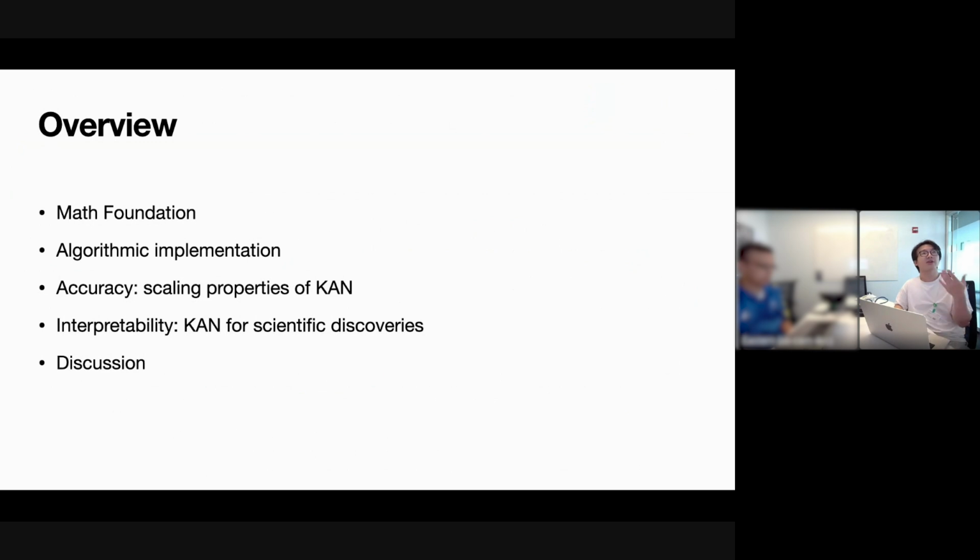So yeah, here's my overview. Welcome to interrupt me anytime if you have any questions. This is the tentative overview. First, I will introduce some math foundation.